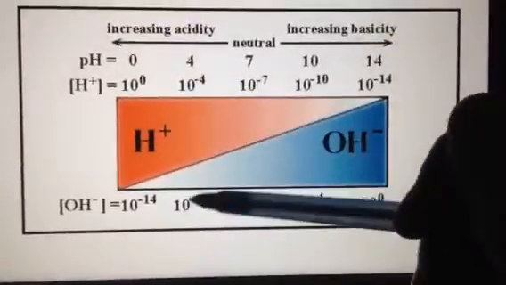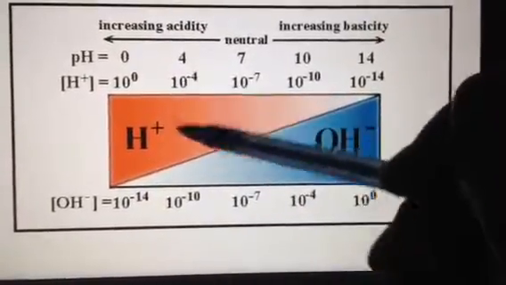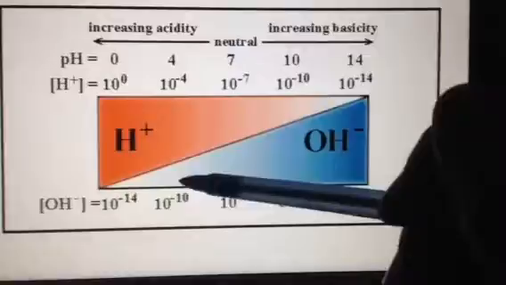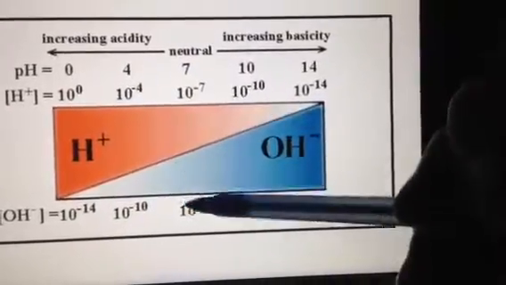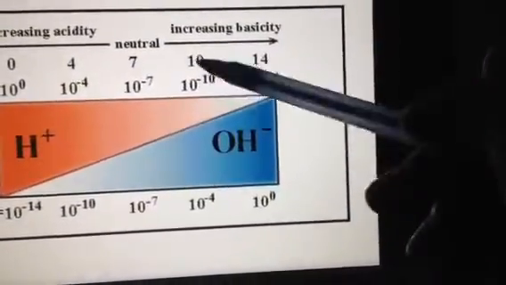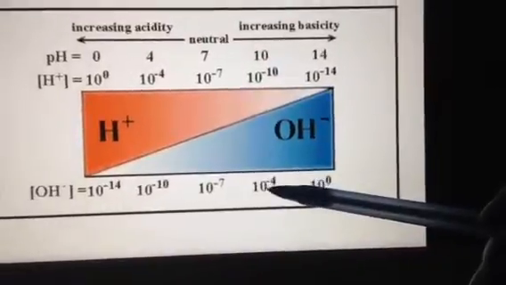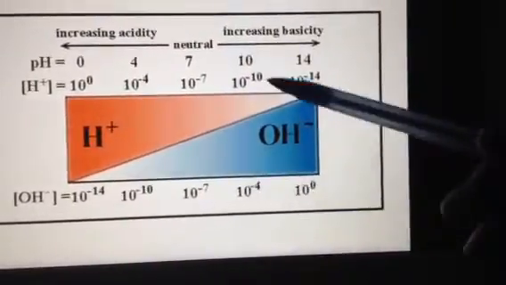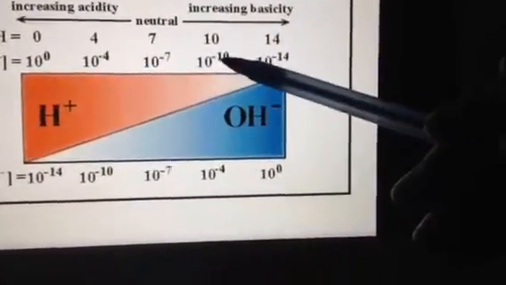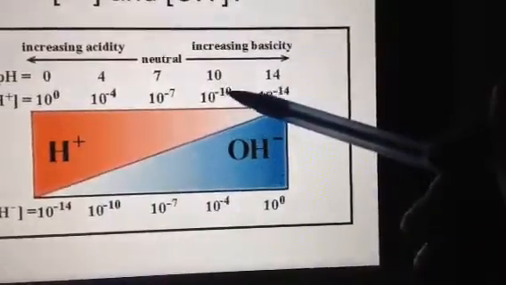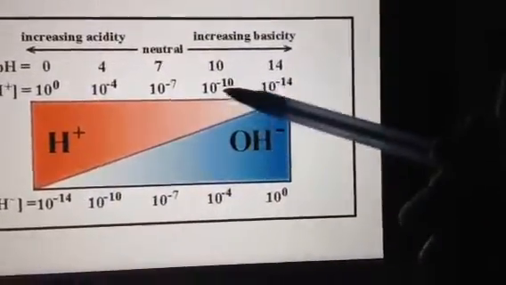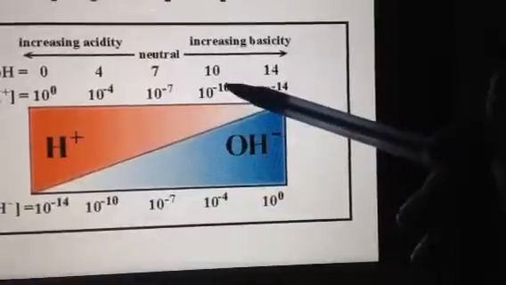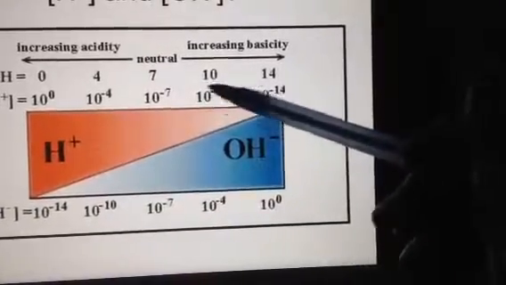Okay, but look at the balance. If I multiply these two together, I will still get 10 to the negative 14th. All these are the same situation, but look, as you go down, look at the concentration of OH. Again, 10 to the negative 4th is a bigger number than 10 to the negative 10th, because we're dealing with negative exponents, so you've got to think backwards. The bigger the number in the exponent, if it has a negative next to it, that's a smaller number.